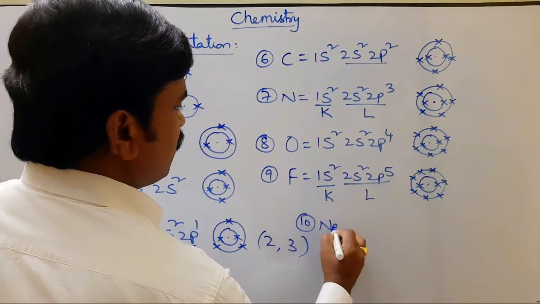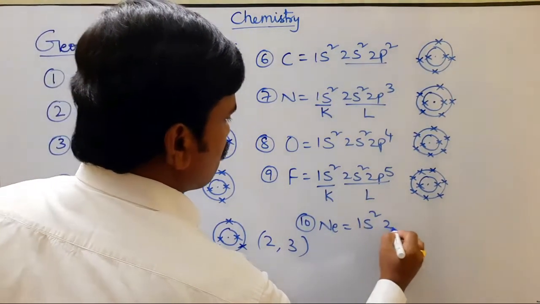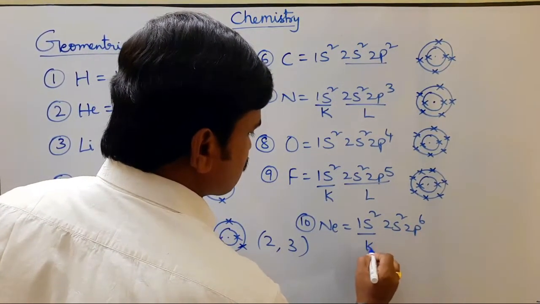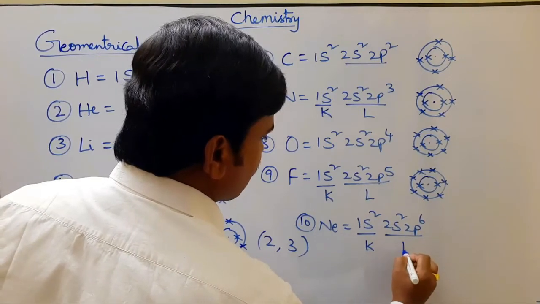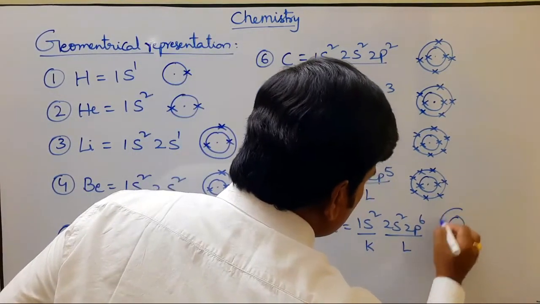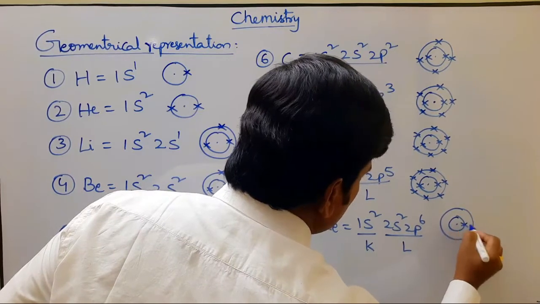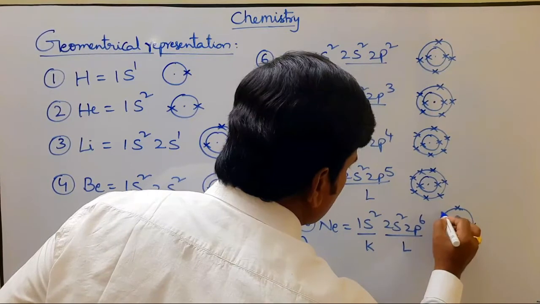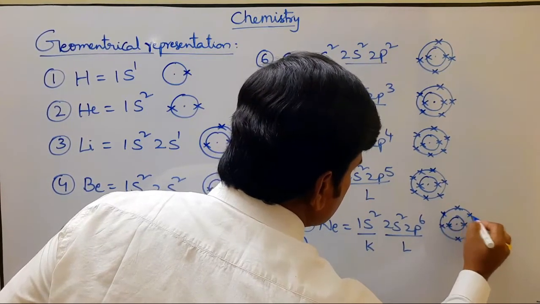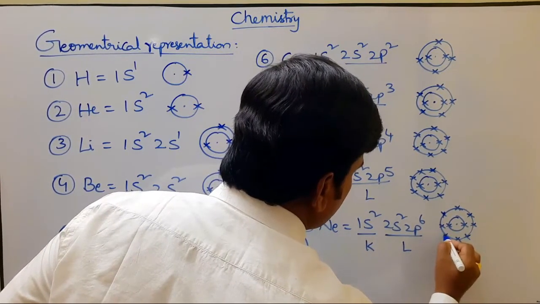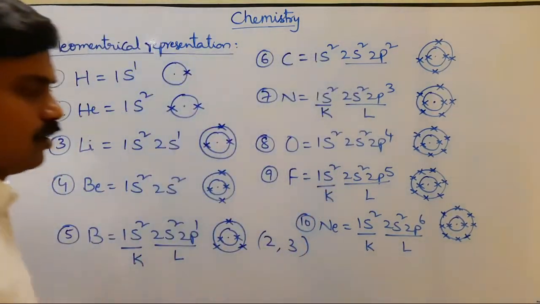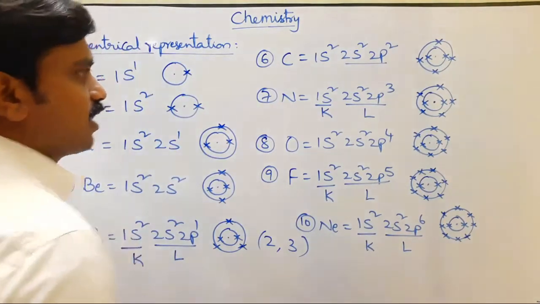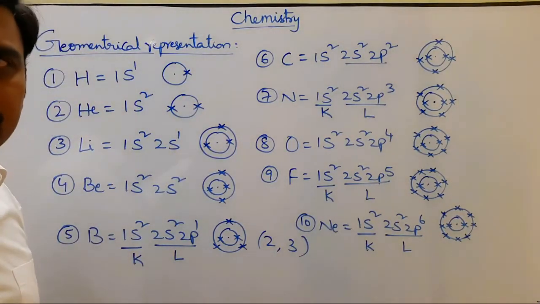The 10th element is neon. It is a noble gas. 1s2, 2s2, 2p6. K shell has 2 electrons. L shell has 8 electrons. Geometrical representation: first shell has 2 electrons and second shell 1, 2, 3, 4, 5, 6, 7 and 8. Totally 10 electrons in neon. So this is the geometrical representation of 1 to 10 elements.